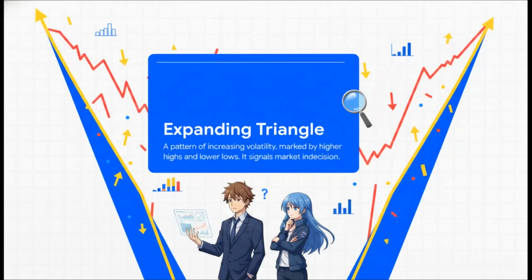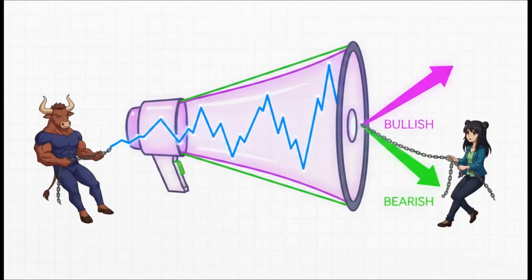But what if the market does the exact opposite? What if volatility is expanding instead of shrinking? Well, that gives us the expanding triangle, and it looks just like a megaphone. The price swings get wider and wilder, making higher highs and lower lows. This pattern is basically the market screaming that it's completely undecided, and that kind of uncertainty often leads to a really sharp reversal. So, which way is it going to break?